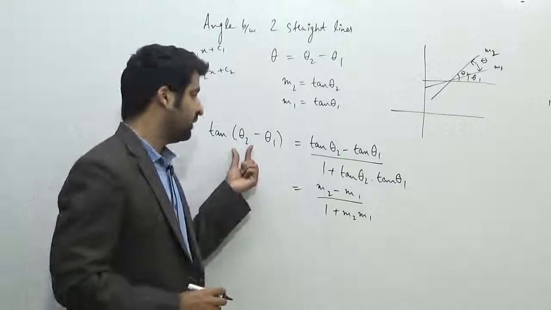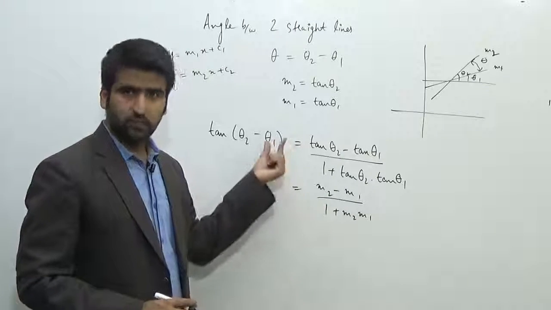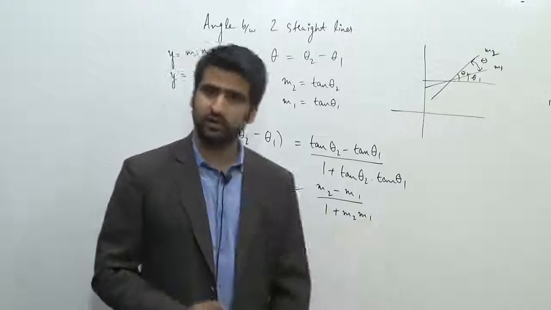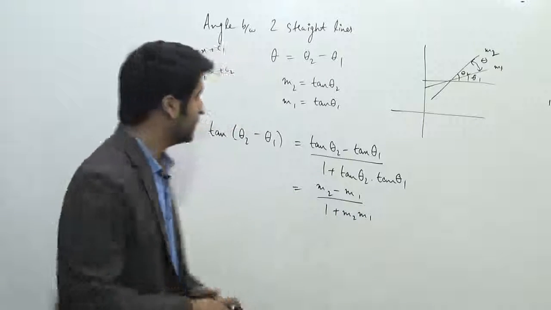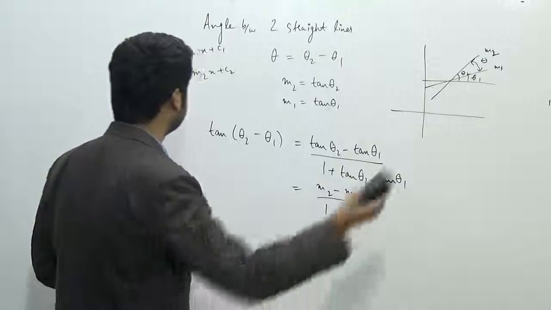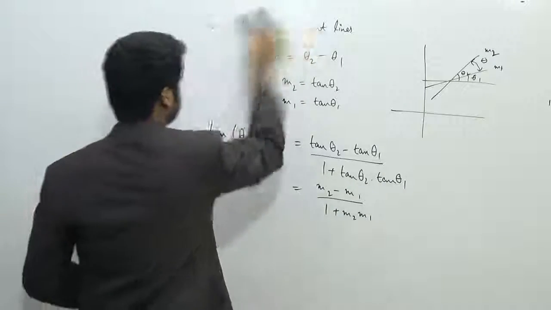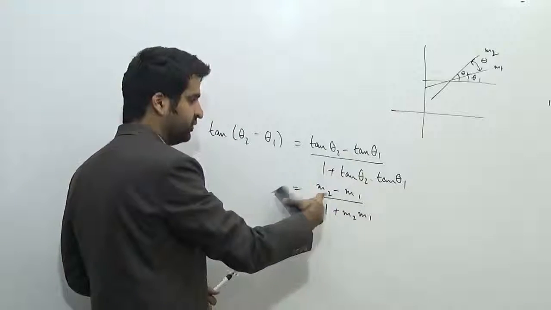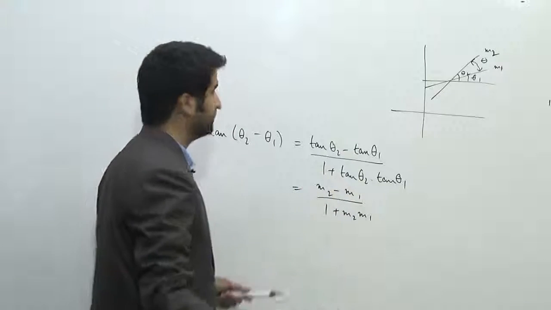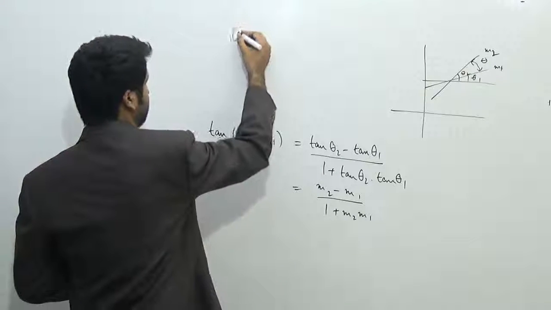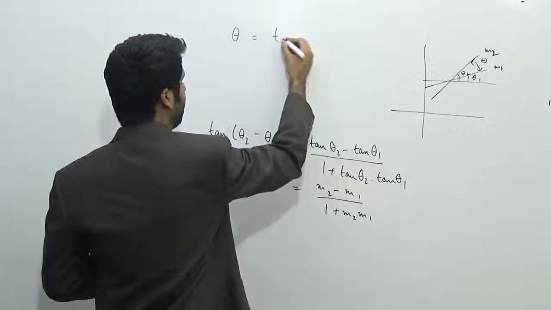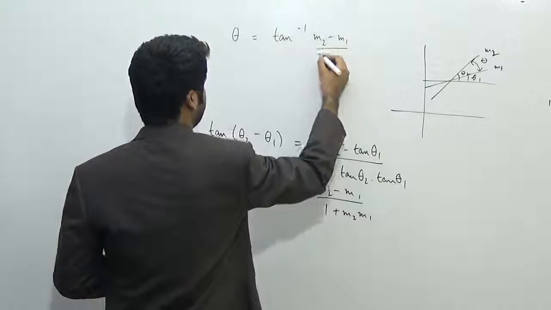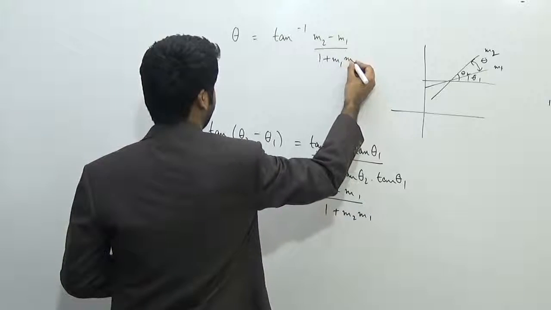So the value of tan of the angle between these two straight lines is equal to (m2 minus m1) upon (1 plus m1 m2). This is pretty much clear. So we can write this result: the angle between these two straight lines, tan theta, is equal to (m2 minus m1) upon (1 plus m1 m2). So theta 2 minus theta 1, which is theta, is equal to tan inverse of (m2 minus m1) upon (1 plus m1 m2).